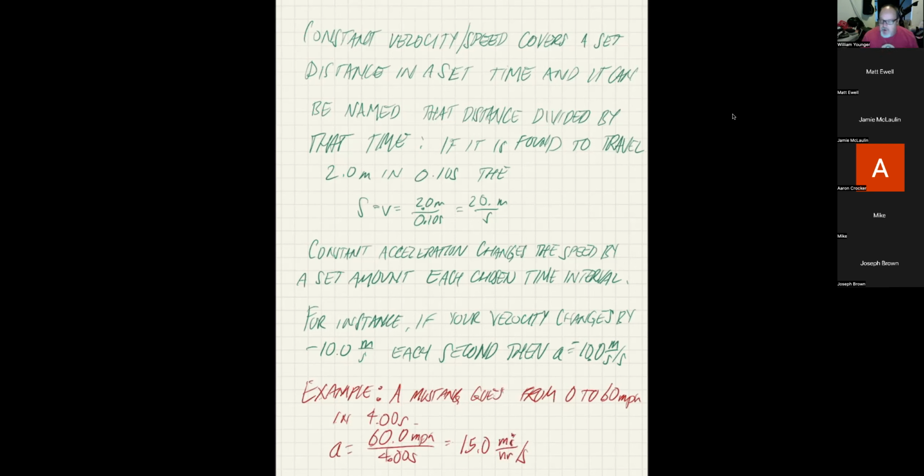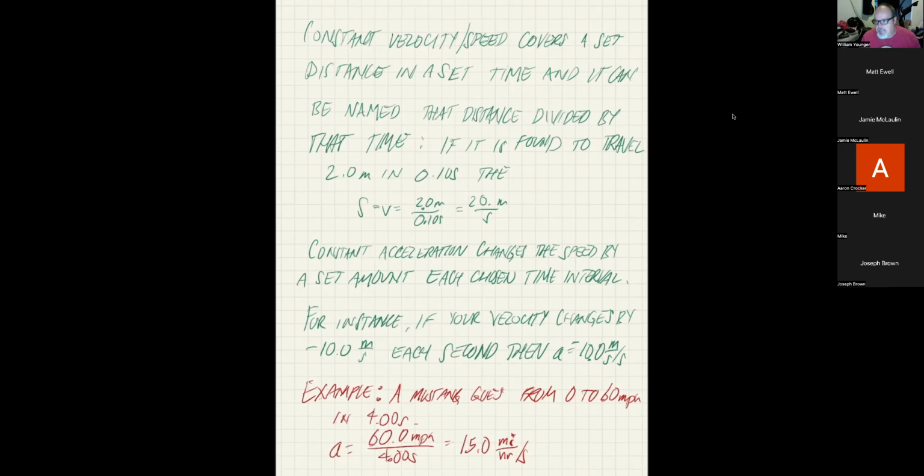What I'm saying when I write that is if this was truly constant acceleration, and again, it's not constant acceleration, then in the first second, the Mustang would go from 0 to 15 miles per hour. In the second, it would go from 15 miles per hour to 30. In the third second, it would go from 30 to 45. And then in the fourth second, it would go from 45 to 60.